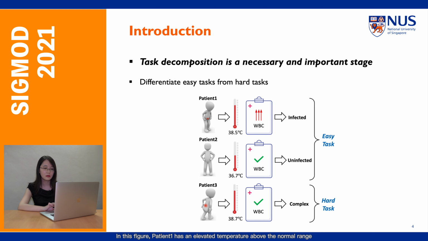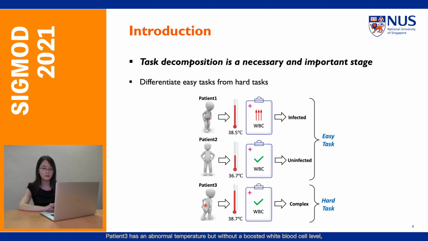In this figure, patient 1 has an elevated temperature above the normal range and an obvious increase in white blood cell. So patient 1 is likely to have some common infections caused by bacteria or viruses, etc. Patient 2 has a normal temperature and white blood cell level and tends to be diagnosed as unaffected. These two cases are relatively common and therefore are easy tasks to be predicted well by the model.